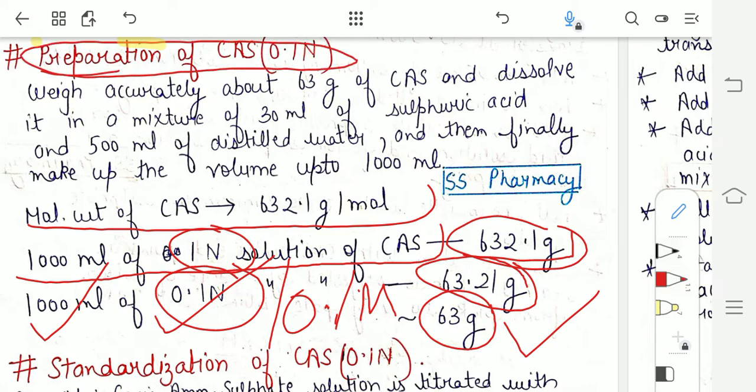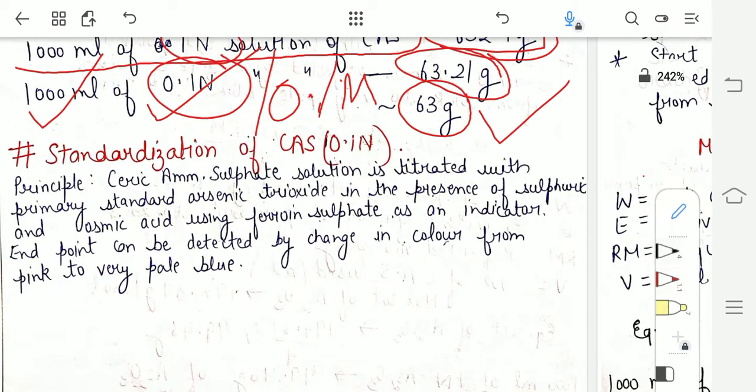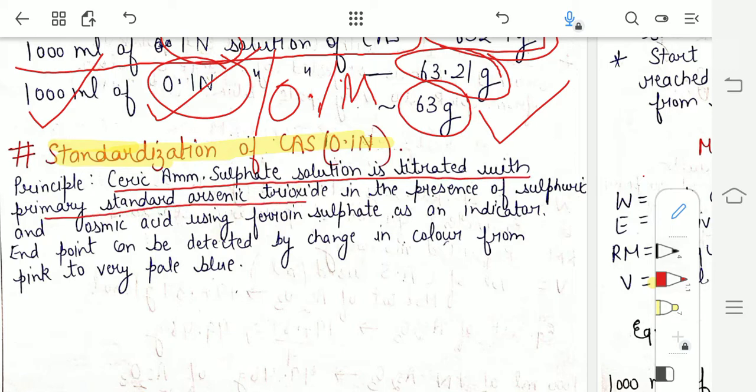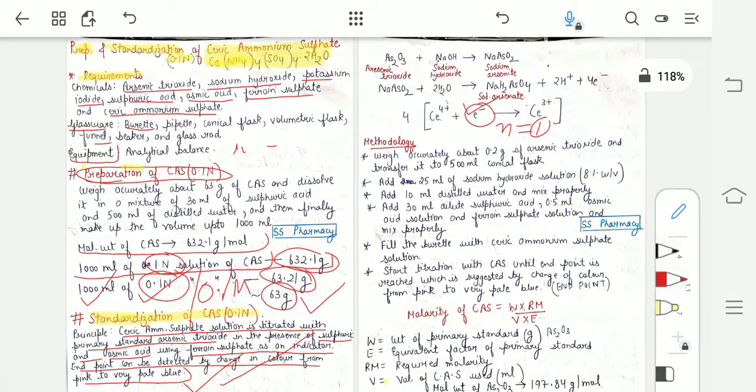Now let us begin with the main part, which is the standardization. For the standardization of ferric ammonium sulfate, let me read out its principle first. It says that ferric ammonium sulfate solution is titrated directly with primary standard arsenic trioxide in the presence of sulfuric acid and osmic acid, using ferroin sulfate as an indicator, and the endpoint is detected by change in color from pink to very pale blue. These are just the basic principle of this titration. Let us now see the chemical reaction, what is happening.